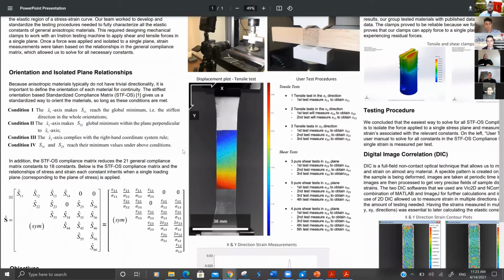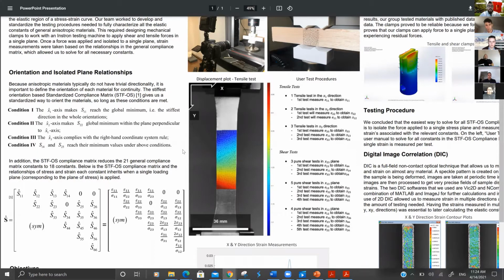Orientation and isolated plane relationships. Because anisotropic materials typically do not have trivial directionality, it is important to define the orientation of each material for continuity. The stiffest orientation-based standardized compliance matrix, which is abbreviated as STFOS, gives us a standardized way to orient the materials so long as these conditions are met.